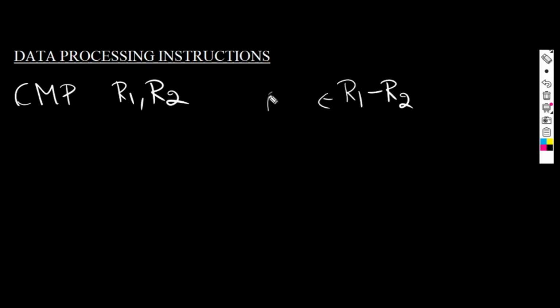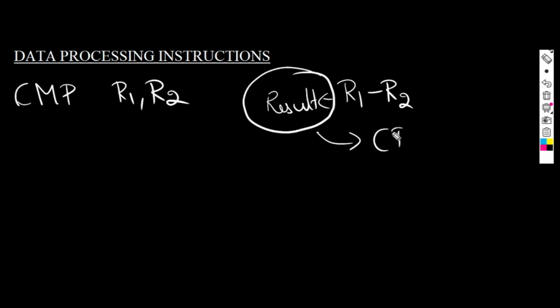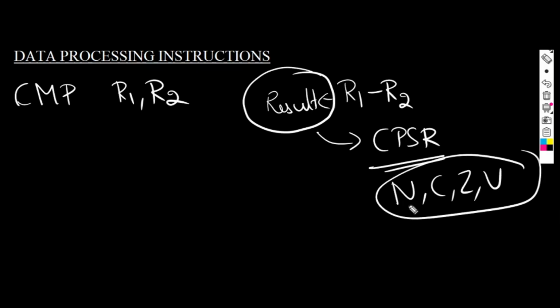Obviously some result is generated. Based on this result, the content of the CPSR register is updated, and this result is discarded. We don't need this result. Only based on that, the conditional flags of CPSR, like N, C, Z, V, that is negative, carry, zero and overflow flags, are updated, and the result is discarded. To find the result, subtraction is carried out internally, and this is very useful for conditional execution or branching.